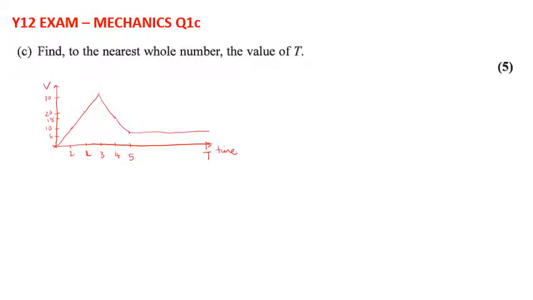So we need to find the value of t here. We've got our speed and time graph. Key thing is that the distance travelled is equal to the area under the graph. And I know that my distance travelled is 550 metres.